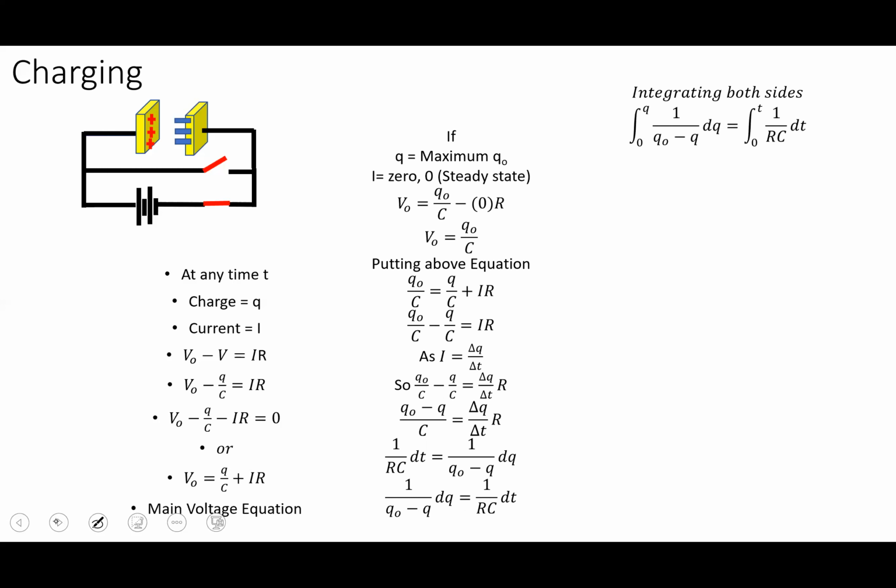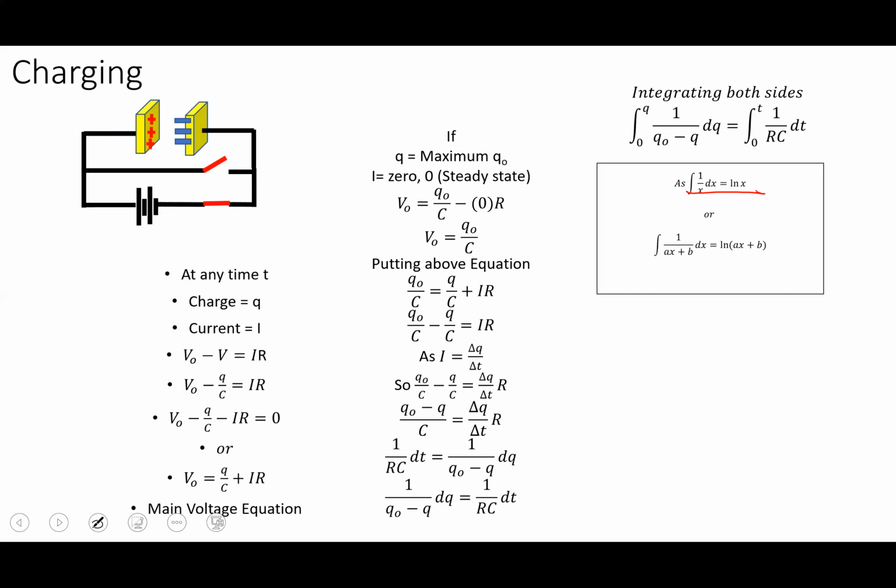Now, if we integrate on both sides with a lower value of 0, that means when there was no charge, to the maximum value at any charge point, so we'll get the integral of 1 over Q naught minus Q dq is equal to, when there was no time and there's any time t, the integral of 1 over RC dt. Now, in this case, we are going to integrate by using a formula of integration, that integration of 1 over x into dx will be equal to log of x.